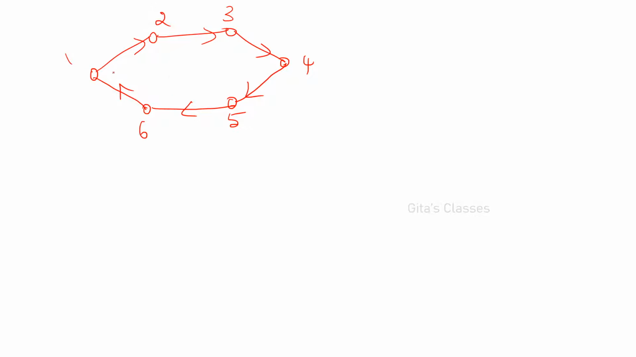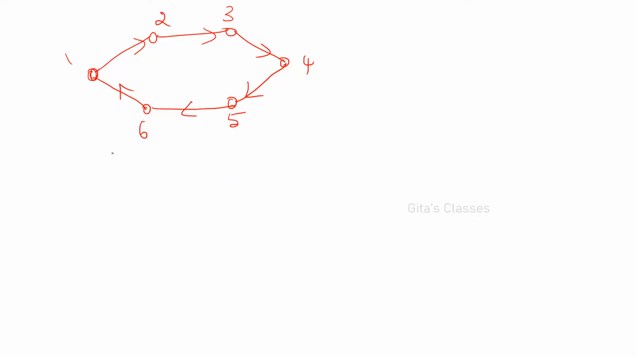What is the class? See, from 1, how many steps can you come back in? 1, 2, 3, 4, 5, 6. So here the period is 6. D of 1 is 6, right? Similarly, D of 2: if you start from 2, 1, 2, 3, 4, 5, 6. Similarly, if you consider 4, 1, 2, 3, 4, 5, 6. So all the states have period 6. Therefore, it is not ergodic.